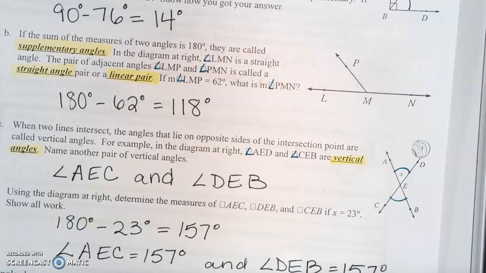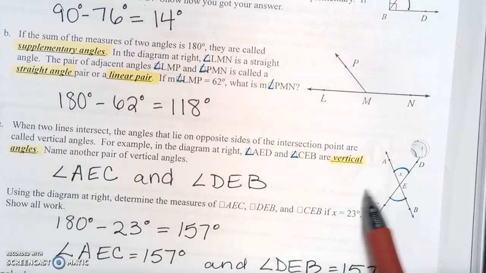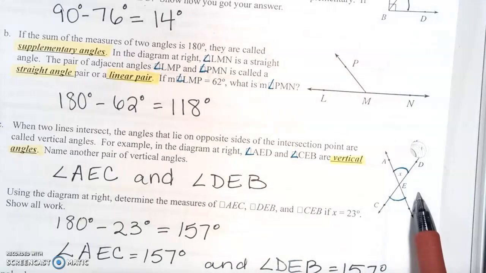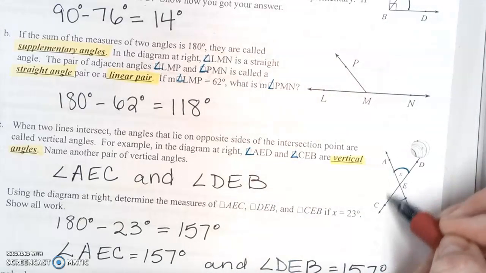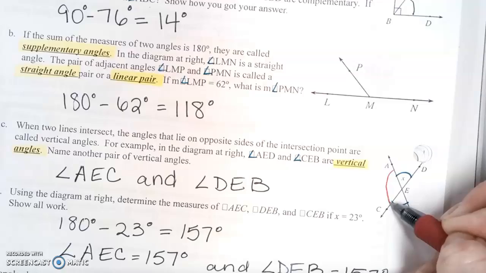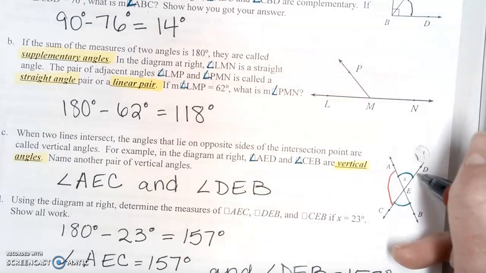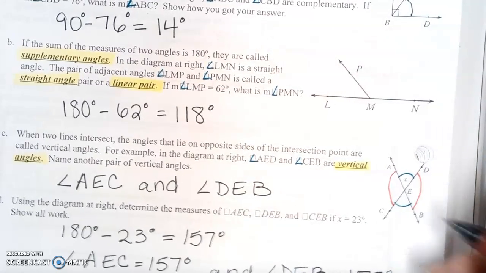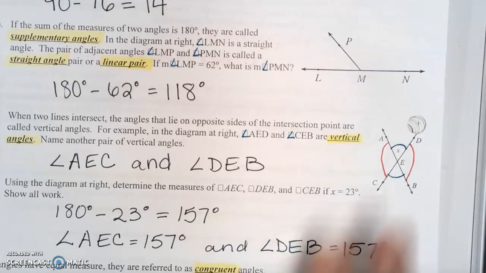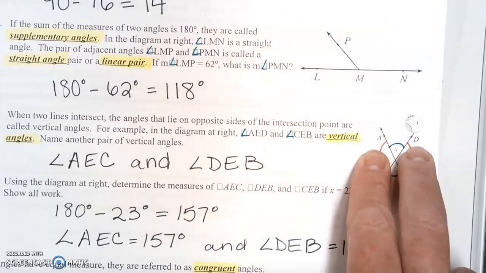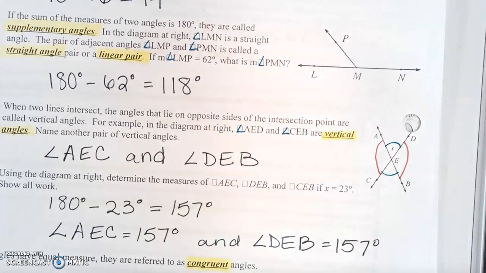We also have another pair of vertical angles that are opposite from each other, right? So angle AEC right here, I'm going to mark with a different color. And angle DEB, I'm going to mark with that same other color. So these two are vertical angles, and these two are vertical angles.